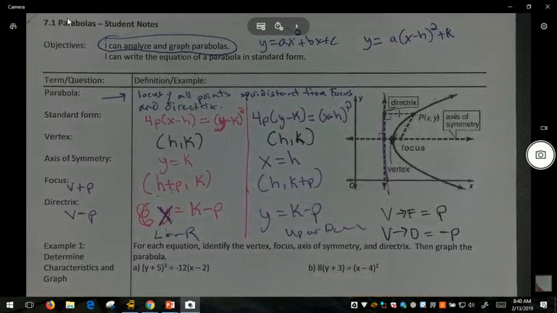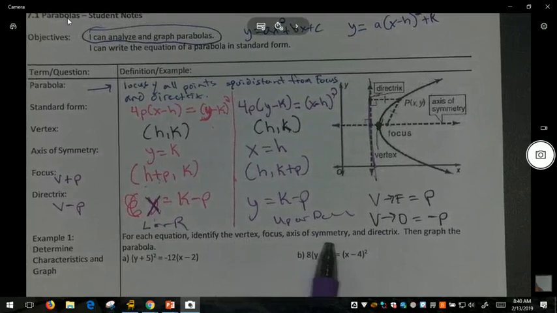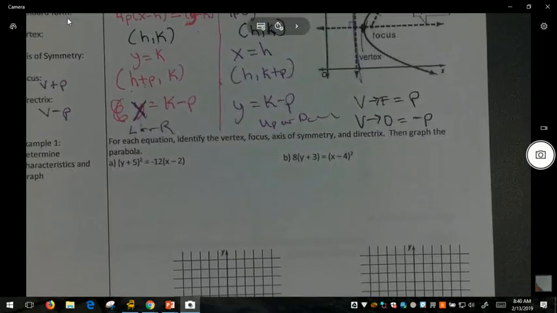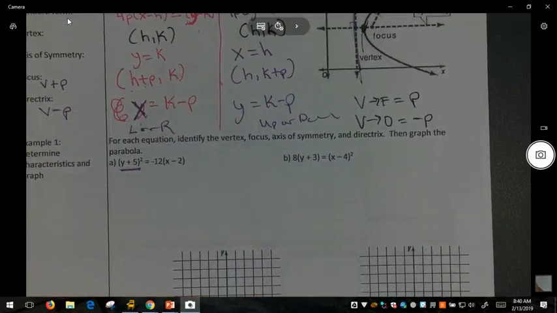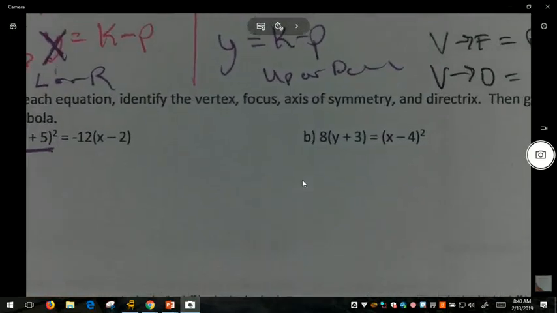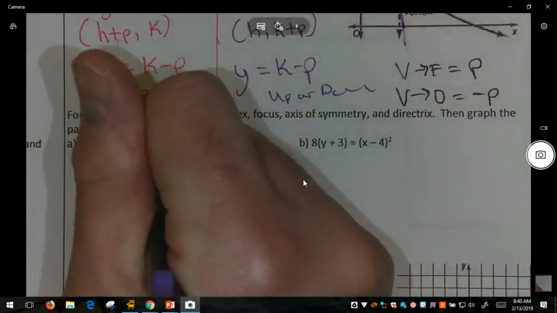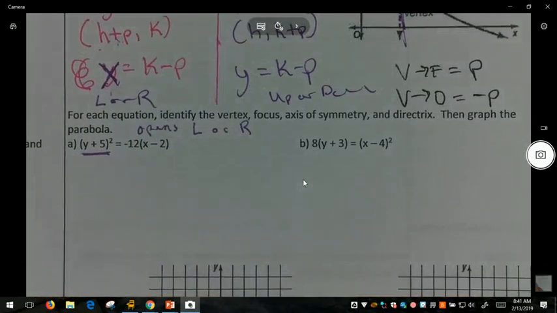All right, so let's take a look. For each equation, we're asked to identify the vertex, focus, axis of symmetry, and directrix, and then sketch a graph. For letter A, it is the y term that is squared. Remember that when it is the x term that is squared, it's going to be opening up and down. That's what we're used to seeing, but it's the y term that's squared, so I know that this opens either left or right, and we're going to figure that out in just a second.